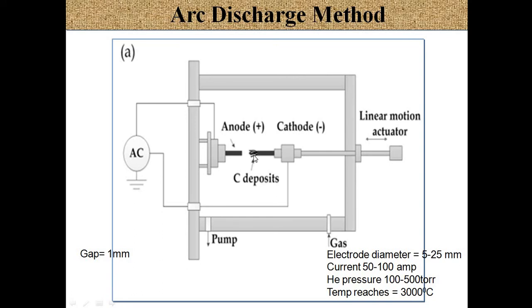So this is the 1 mm gap, which can be increased further, and here the growth of carbon nanotubes takes place, with the formation of lines. So this is the synthesis method, that is the arc discharge method.